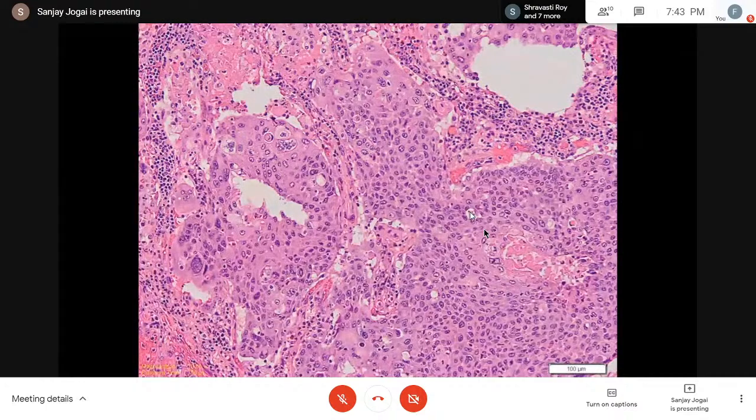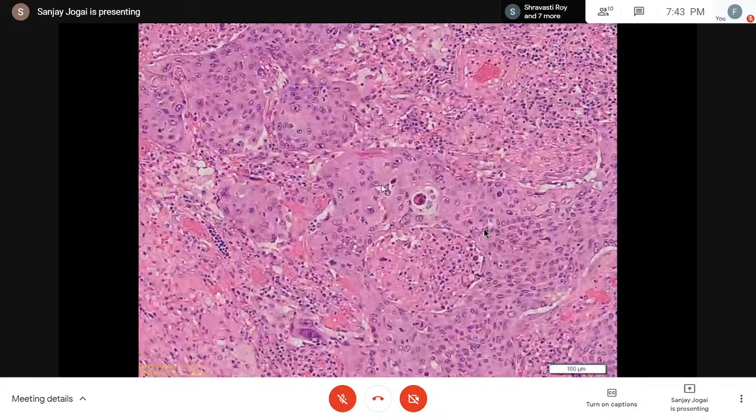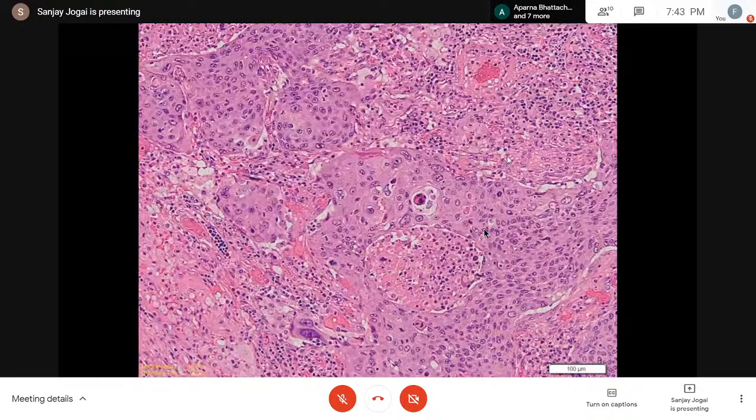Now, another area, and you can clearly see squamoid areas, necrosis. So no problem with the diagnosis. Quite a few pleomorphic cells as well.